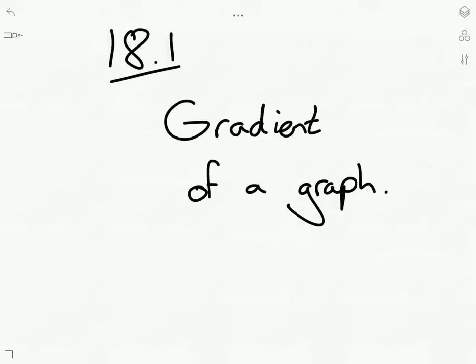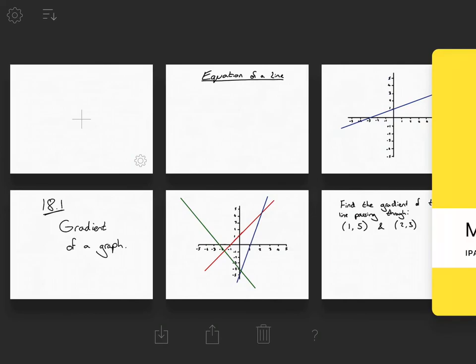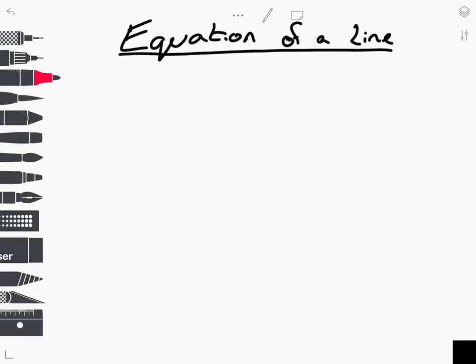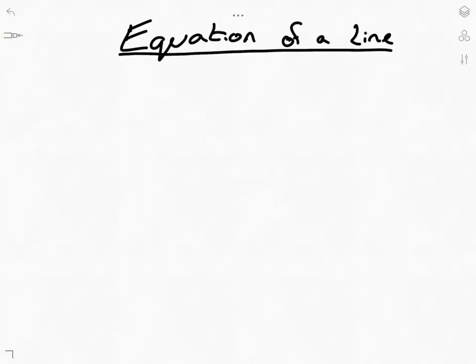We're going to get straight into it with chapter 18.1, gradient of a graph. Okay, so firstly, I'm going to talk about the equation of a line. Then I'm going to give you a formula that's going to help us work out the gradient. Then I'll talk through some examples. And then I'll give you the work at the end of the lesson.